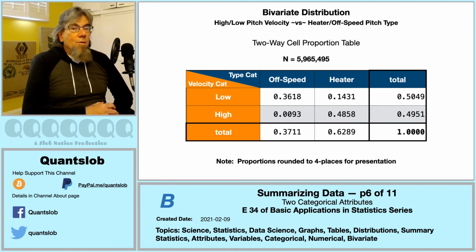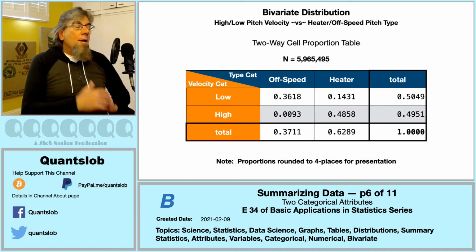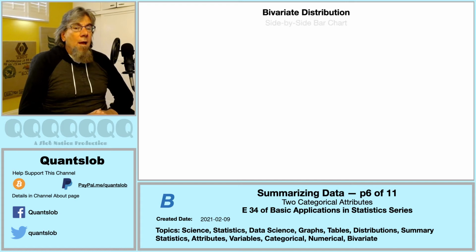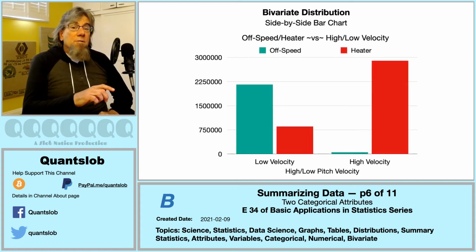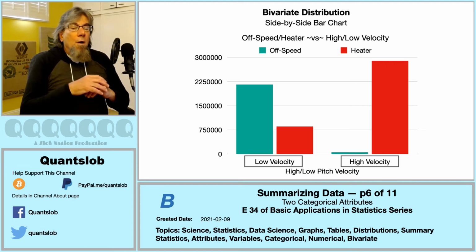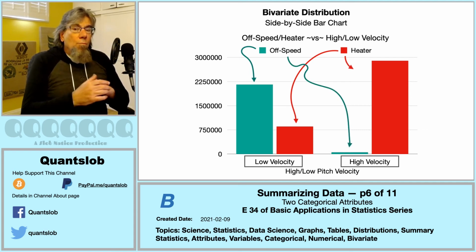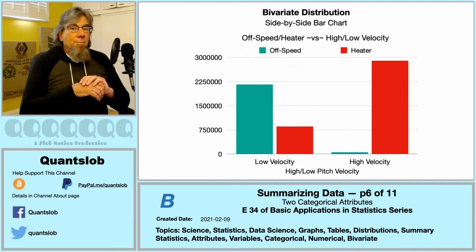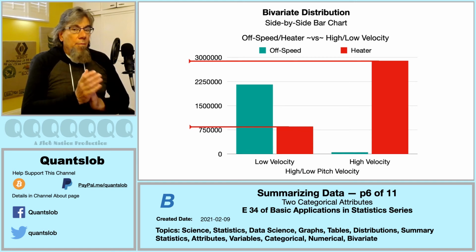Now, our summarizing data mantra is comparison, and comparison is absolutely of the essence when looking at bivariate distributions. The side-by-side frequency bar chart, like we're showing here, is pretty effective. In this example, we've split the x-axis here on the bottom based on low velocity or high velocity, and within each of these categories, you can see we've split our new pitch type off speed or heater category. By using color or texture, some people just use texture, we can highlight, for example, that heater pitch types are much more prevalent among high velocity pitches than low velocity pitches. It's exactly what we would expect.